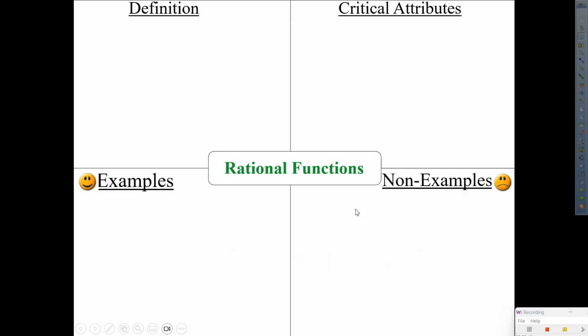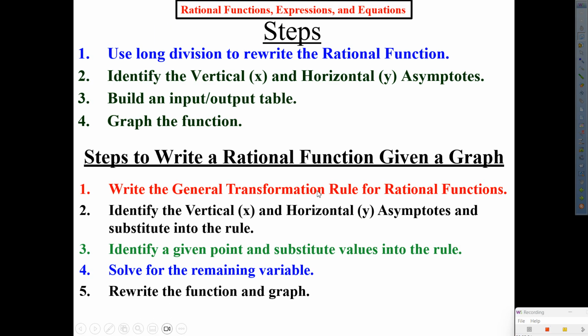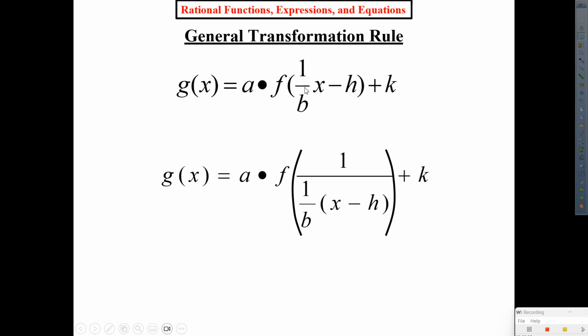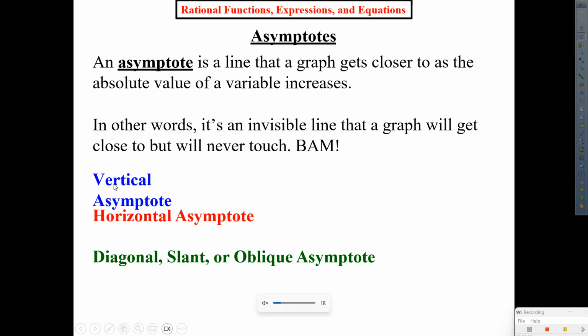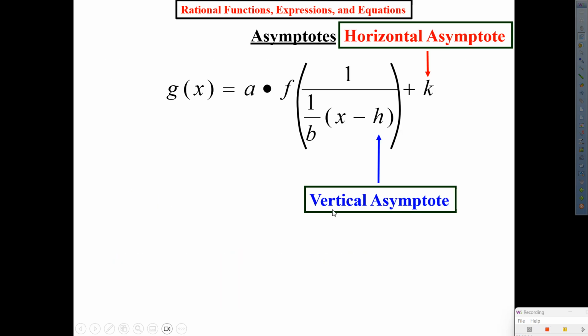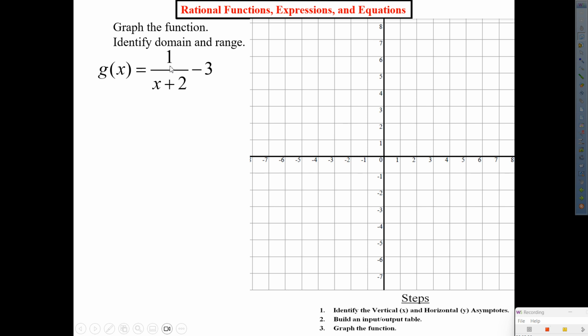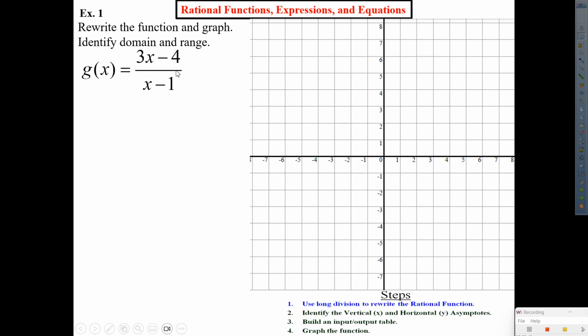So, rational functions, we know what they are. I gave you guys some steps on how to graph and how to write functions. We went from a general rule that looked like this to this. And we talked about vertical, horizontal, and diagonal asymptotes. Right now we're in the middle of vertical and horizontal. And we started with these. In the video, I left you guys something that looked like this, and like this. Is that correct? Double check your notes, see if you have 2 of those like that from yesterday.